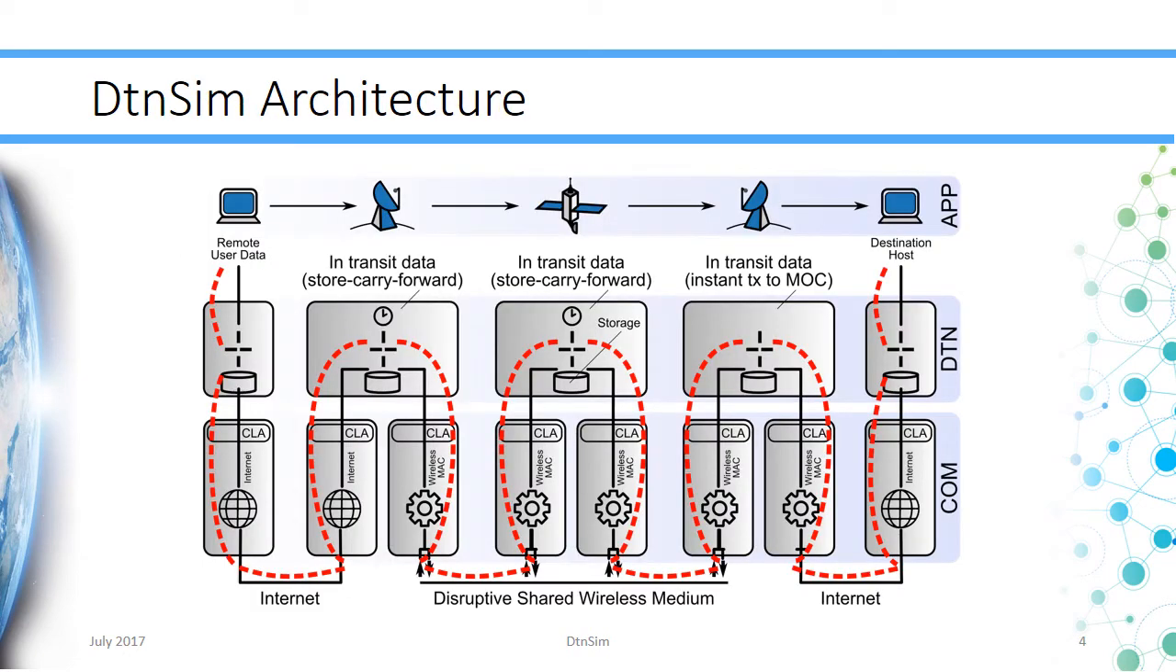So the DtnSim architecture is used in OMNeT++, and in DtnSim, nodes are generally implemented and node behavior is described by 3 layers or 3 modules. These 3 modules are named COM, from communication, DTN, from Delay Tolerant Network, and App, from application. In general, from top to bottom, application is the layer in charge of generating traffic and receiving traffic.